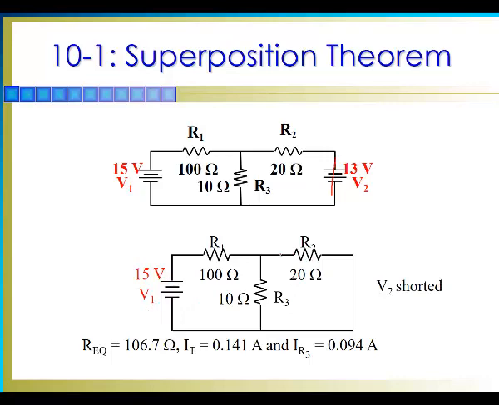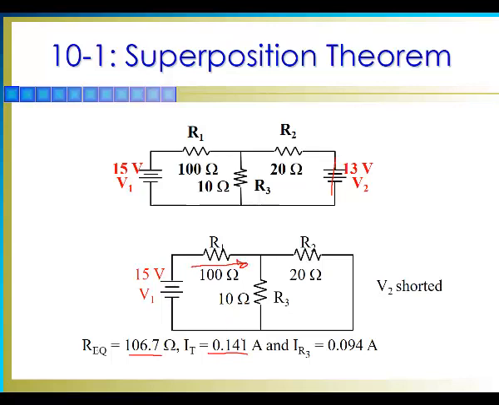So as you can see, this R2 and R3 are in parallel, and then whatever we get out of that will be in series with R1. So solving for the equivalent resistance of this circuit would be 106.7 ohms. So if we have that, then we divide 15 by the equivalent resistance, and that gives us the current. Okay, so this would be the total current. That would be the current that comes in here, right?